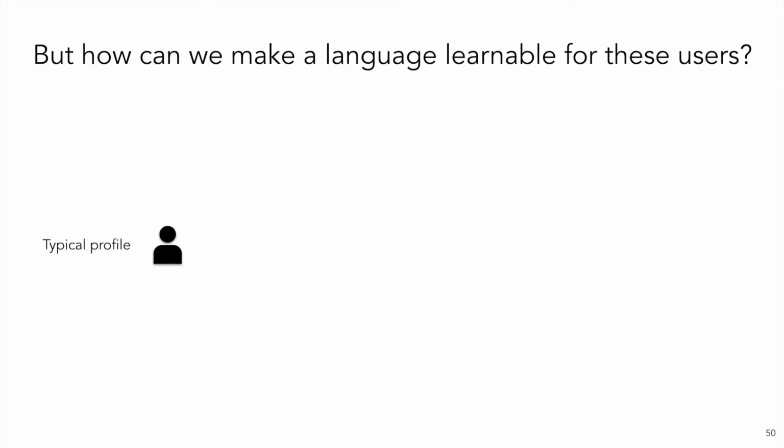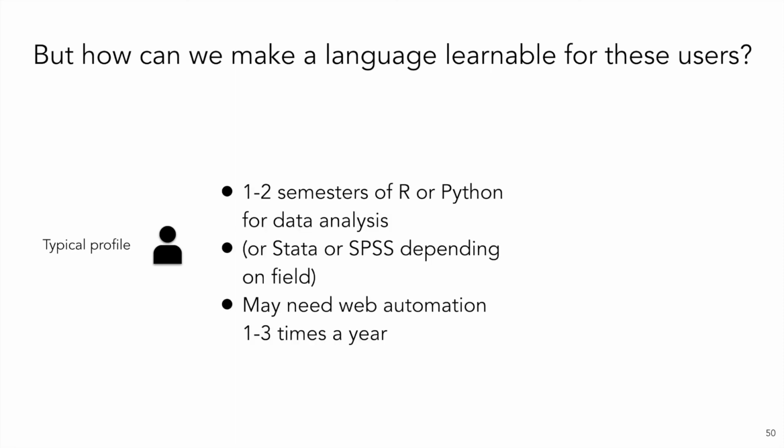But how can we actually do this? So this is a really interesting class of users, right? These are folks who really haven't had a lot of exposure to programming. They've maybe had 1 or 2 semesters of training in data analysis programming, usually in R or in Python, or depending on the field. So I've worked with folks from a variety of different social sciences. It might be Stata or SPSS. And they may need web automation maybe 1 or 3 times a year. Some of them need it more, but this isn't necessarily a frequent need.